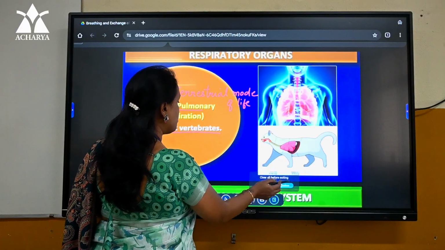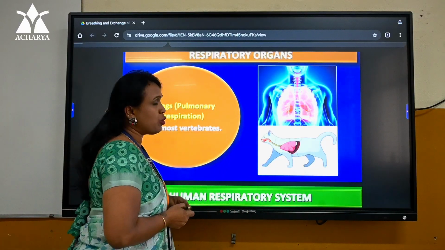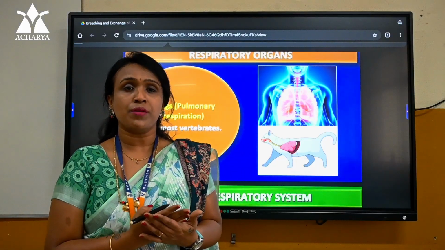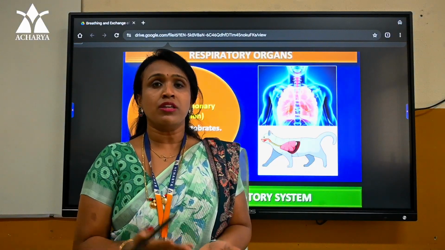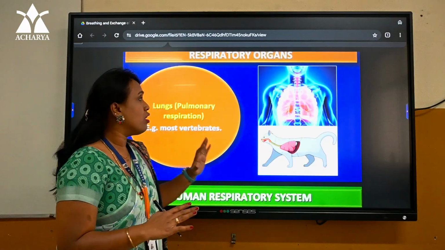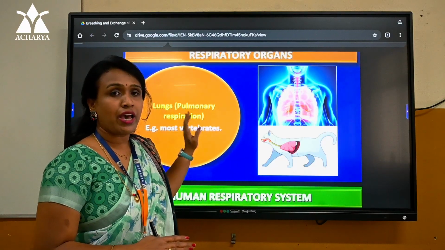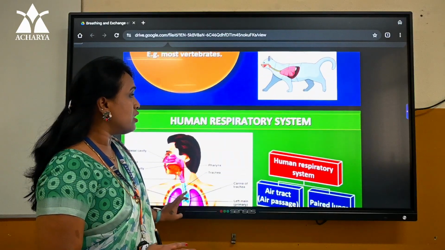Next, coming to the examples, most vertebrates, starting from birds, even reptiles and humans, are all completely adapted for a terrestrial mode of life. Hence, they have lungs as their respiratory structure.